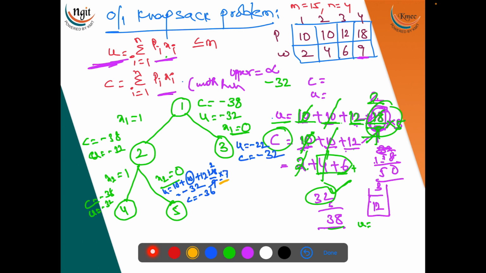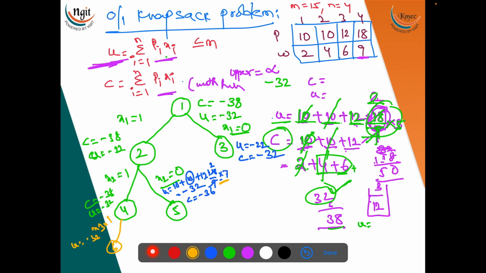Now let's go ahead. So here you got x2 equal to 0. Now let's see for x3 equal to 1. If x3 is equal to 1, then please calculate the cost value. Then what is the value if x3 is equal to 0?